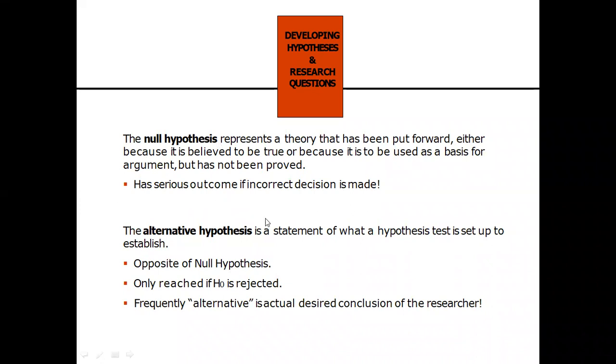Then alternative hypothesis is a statement of what a hypothesis test is set up to establish. Alternative, from the term itself, it is clear that some alternative statement, or optional statement, is there with respect to a given hypothesis. Okay, like this is the opposite of null hypothesis, only reached if H naught is rejected. H naught indicates null hypothesis.